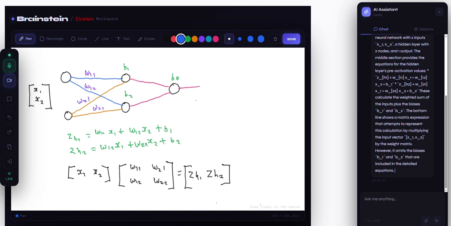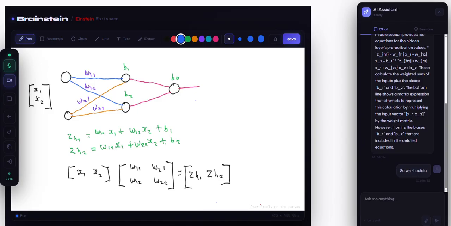The bottom line shows a matrix expression that attempts to represent this calculation by multiplying the input vector, x1, x2, by the weight matrix. However, it omits the biases B1 and B2 that are included in the detailed equations. So we should add them. Where should we add them?